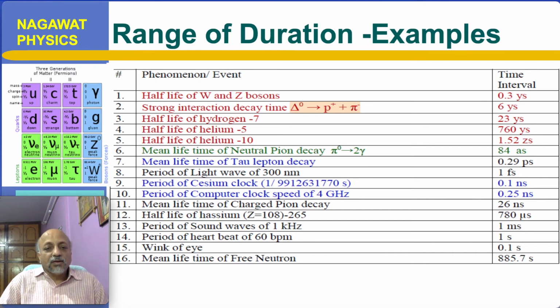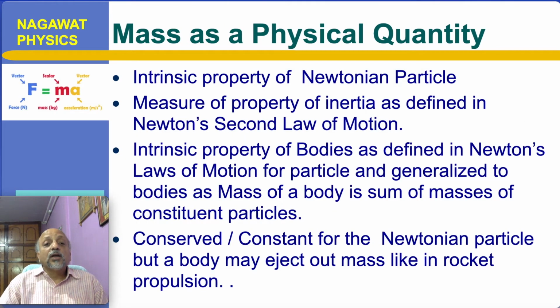885.7 seconds, which is the mean lifetime of a free neutron, not a neutron which you sometimes conceptualize as existing in the nucleus. That is a wrong conceptualization, but it is common. A free neutron will not be able to live and will decay into a proton, and the mean lifetime of the free neutron is of the order of 900 seconds, or 15 minutes.